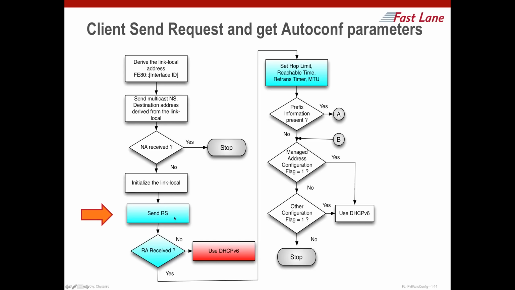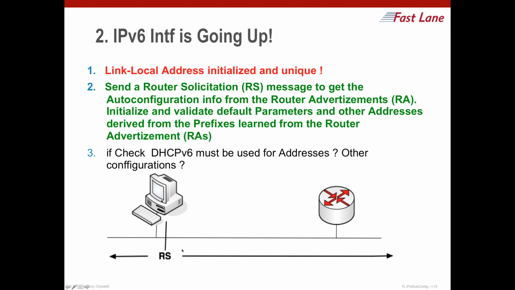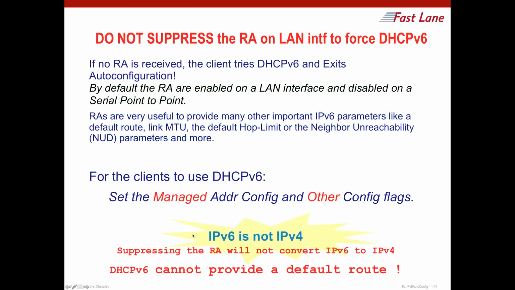The next step is to send a router solicitation message. When you send a router solicitation, you expect a router to send you a router advertisement, which will allow you to get a lot of configuration and maybe additional prefixes. So that's the second step. Issue a router solicitation and expect router advertisements to configure your interface.